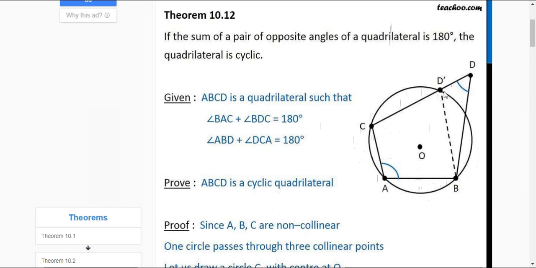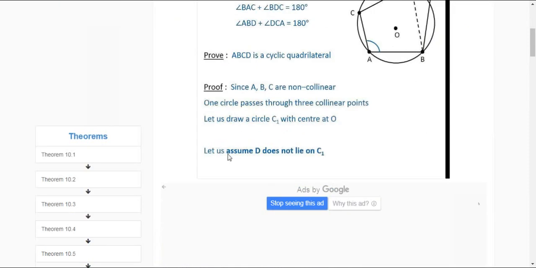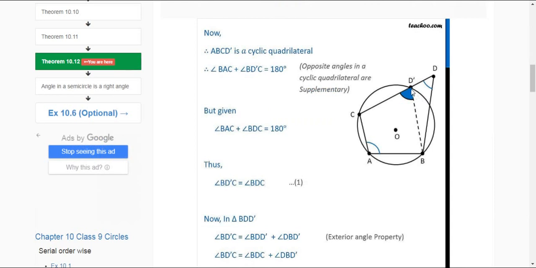So let's assume now that the fourth point D is not cyclic, meaning it does not lie on that circle. So here let's assume D does not lie on C1, this circle C1. Now what we'll do, we'll construct a new point D dash which lies on this circle. Now what we have to prove is that this D and D dash are the same. Now this ABCD dash is a cyclic quadrilateral.